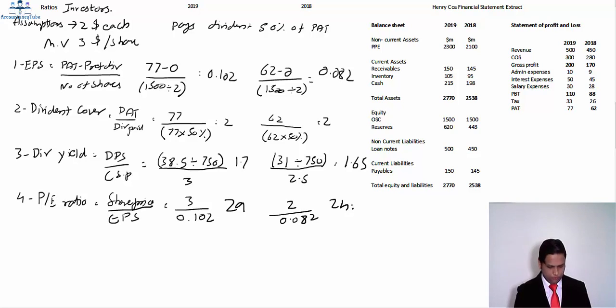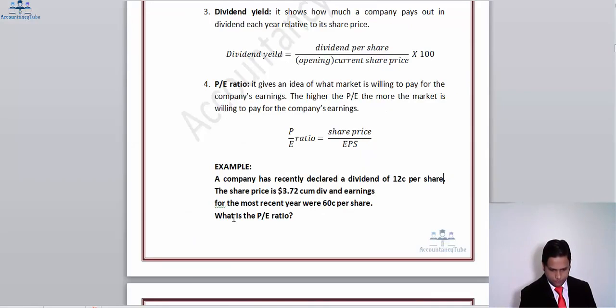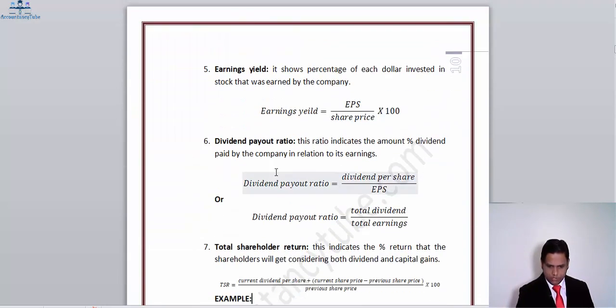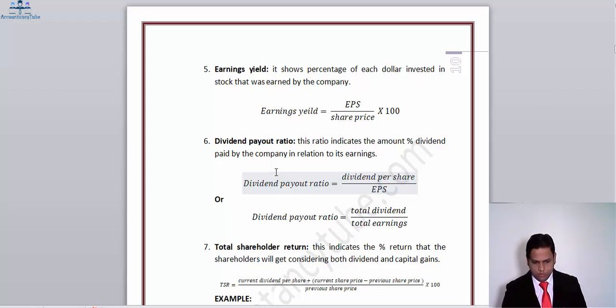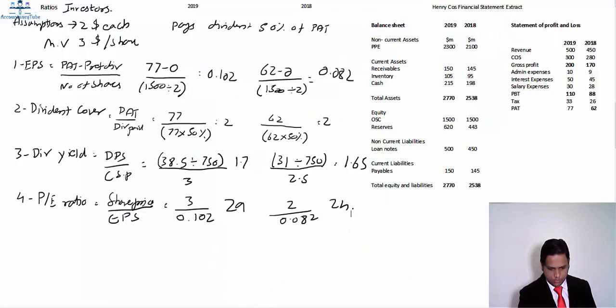Then moving on to our next ratio, that's earnings yield. It shows in percentage of each dollar invested in the stock that was earned by the company. Earnings yield is EPS over share price multiplied by 100. Earnings yield, as the name suggests, is the amount that the shareholder investment has earned in terms of currency. It will tell us how much each dollar invested by the shareholder has generated the return for himself. Let's put that in our chart extract.